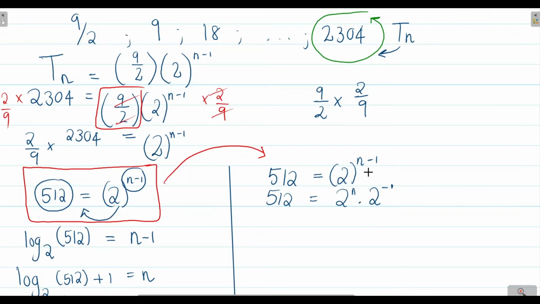So if you divide by 2 to the power of negative 1, you'll have 2 to the power of n, which is equal to 512 over 2 to the power of negative 1, which is equal to 1024, right? And then here we basically need to change our base to be in the form of 2 to the power of something, right?